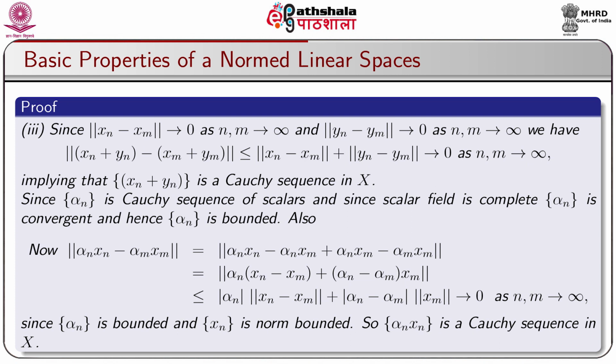Since sequence alpha n is bounded and sequence xn is norm bounded, the sequence alpha n xn is a Cauchy sequence in X.